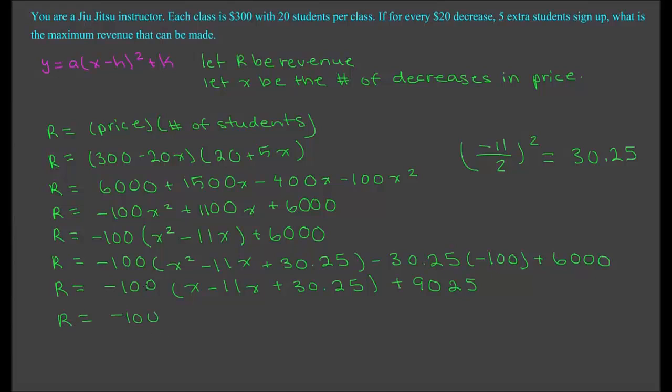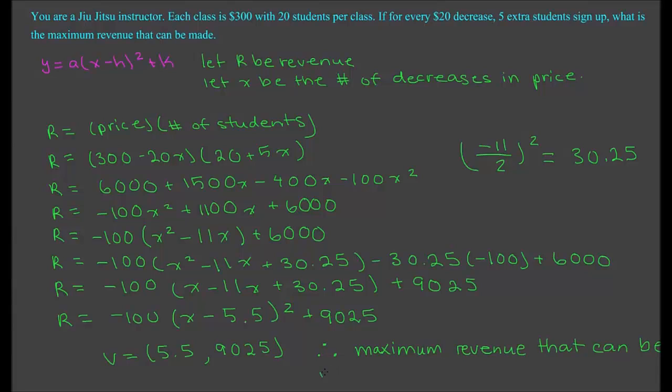Now our equation is r equals negative 100 [x minus 5.5] squared plus 9,025. To find the maximum revenue, we need to find the maximum, which is the y value. Our y value is 9,025. Therefore, the maximum revenue that can be made is $9,025.